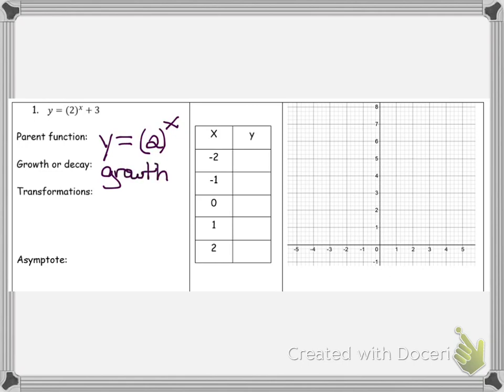All right, and the transformations. I start from the far left and work my way to the right. There's no negative sign, so no reflection. I don't have a stretch or shrink because technically there's an imaginary 1 in front of that parentheses. Looking at the exponent, it just says x, so it doesn't have a horizontal shift left or right. But at the end, you see that plus 3. So that means it has a vertical shift up 3.